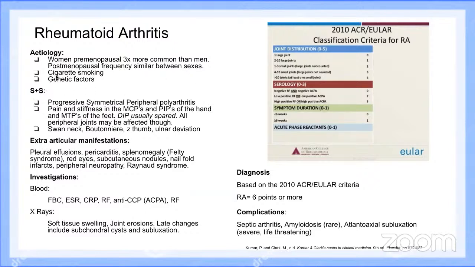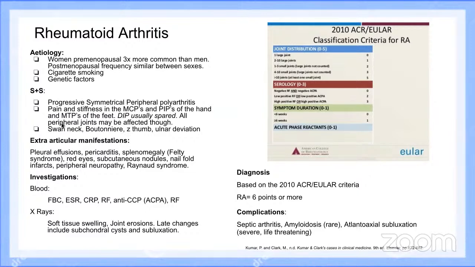There are environmental and genetic factors associated with it, namely cigarette smoking. Important on history, they'll have a symmetrical peripheral polyarthritis, mainly involving the small joints, and usually the distal interphalangeal joint is spared.